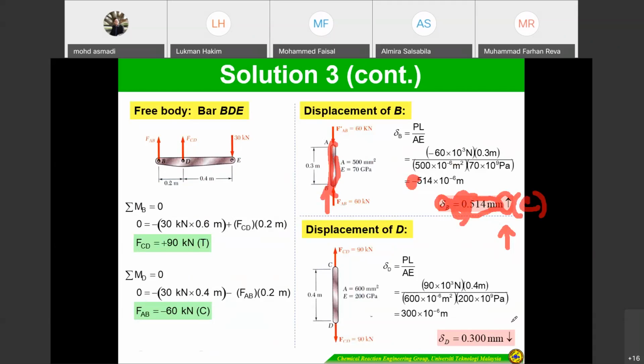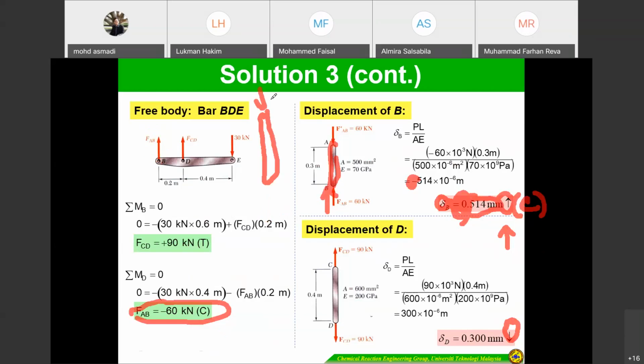This one is already tension, positive, because we get it based on your initial sense, right? You imagine this one, because you analyze for the rod BDE, but for the rod AB your analysis is going to be opposite to this direction of tension. FAB is assumed tension, but actually it is compression. So you have to correct this arrow for AB.